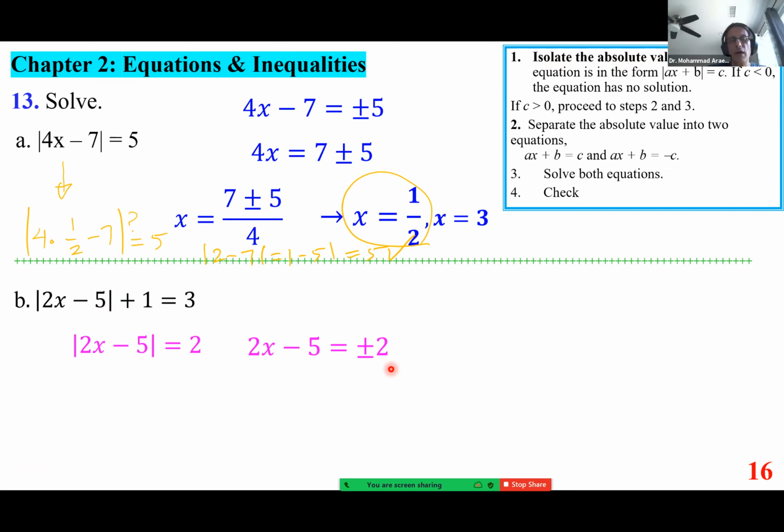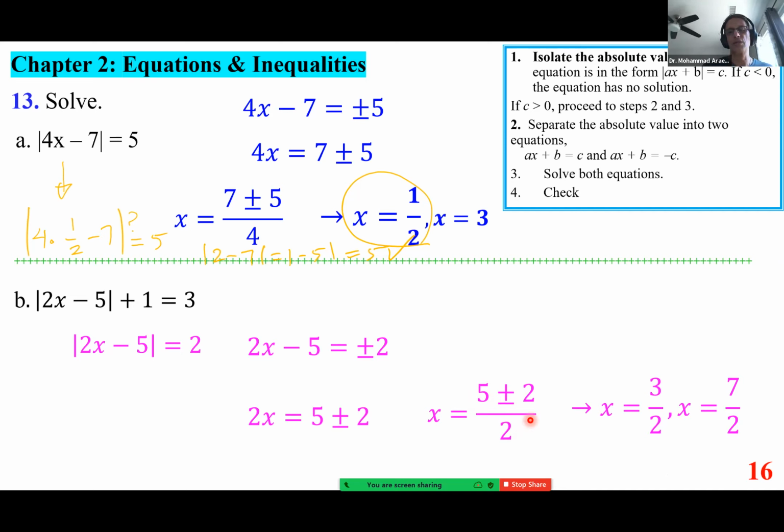Move the -5, it becomes +5 on the other side, divide by 2. Now 5 minus 2 is 3 halves. 5 plus 2 is 7 halves. So you come up with those two answers. You have to check both answers to be on the safe side, everybody.